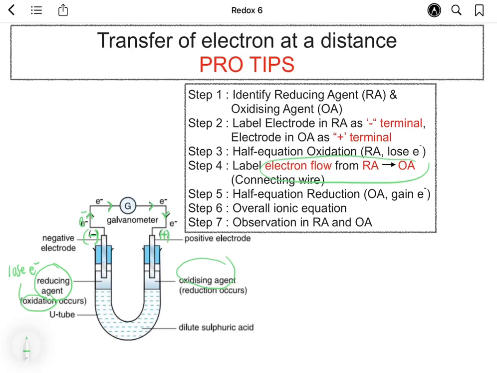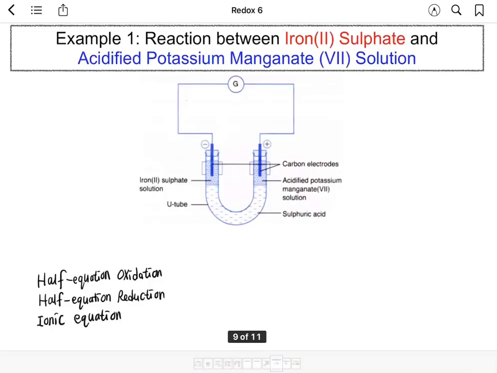And last but not least, of course, we need to write the observation in reducing agent and oxidizing agent. Now, let's discuss example 1, reaction between iron(II) sulfate and acidified potassium manganate(VII) solution. So, step 1, we need to identify which reactant acts as reducing agent and oxidizing agent. Well, we don't have to memorize the list of oxidizing agents and the list of reducing agents. Let's just work from the oxidation number.